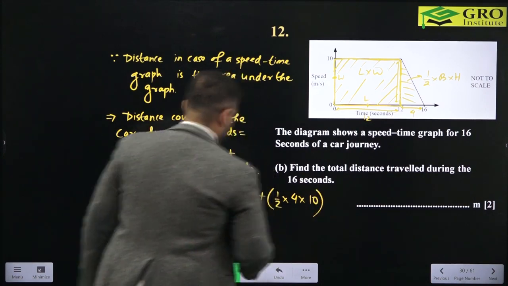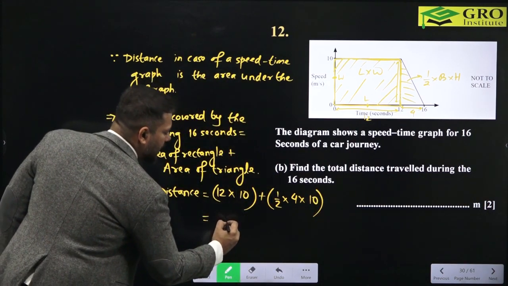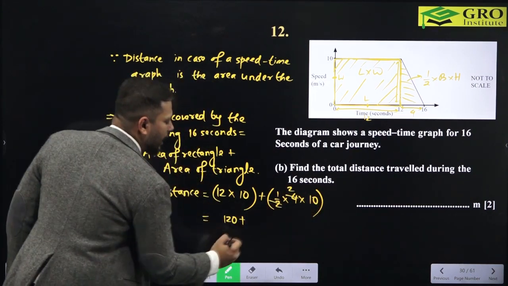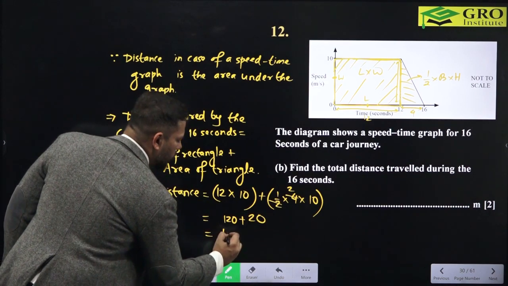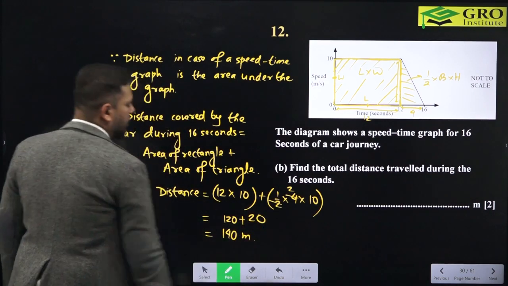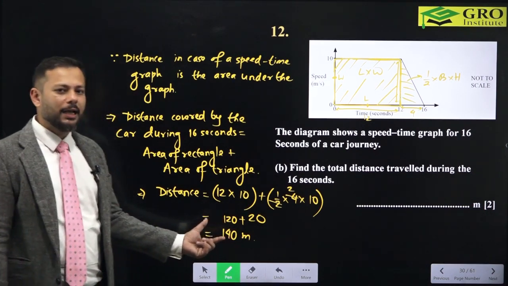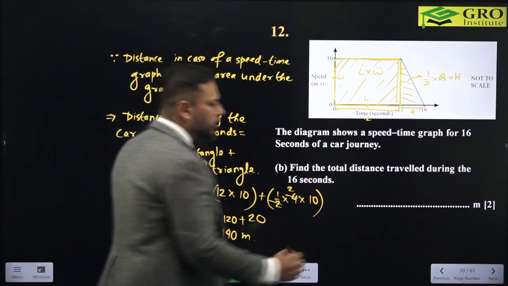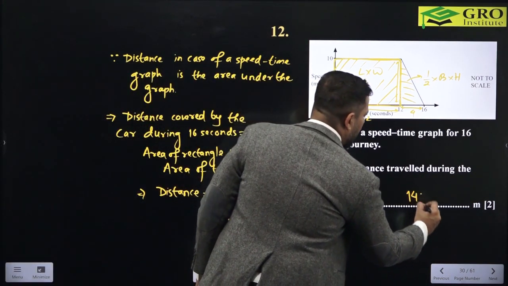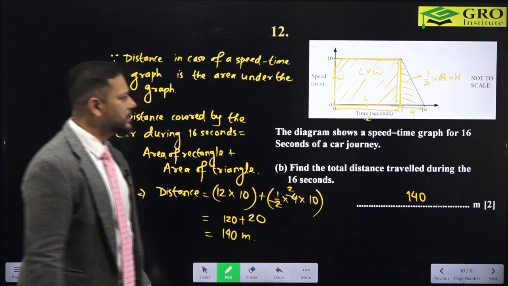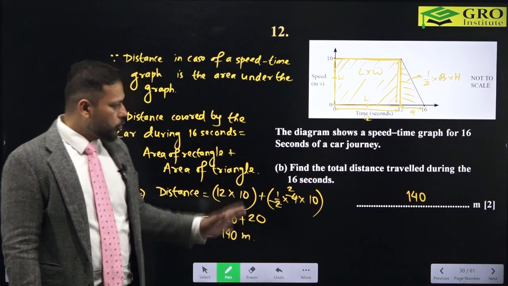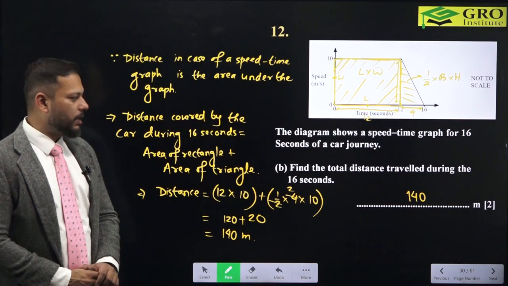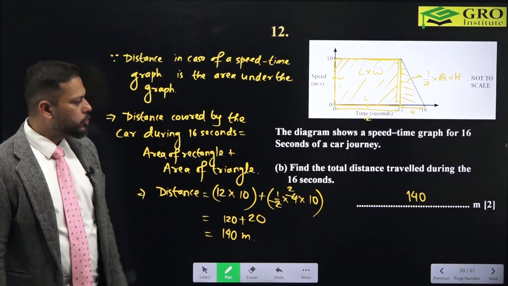So if we further solve it, 12 times 10 would be 120, added with this, 2 cancels 4 two times, and 2 times 10 would be 20. So this comes out to be 140 meters. So how much distance is covered by the car when it travels from 0 to 16 seconds? The total distance is 140 meters, isn't it? I hope this concept is clear. You may look at it once more and write it down for your reference, right? Let us move ahead. This question is also clear to us.